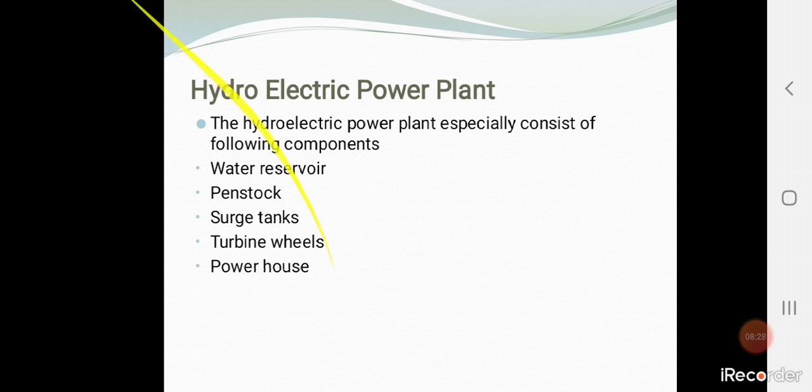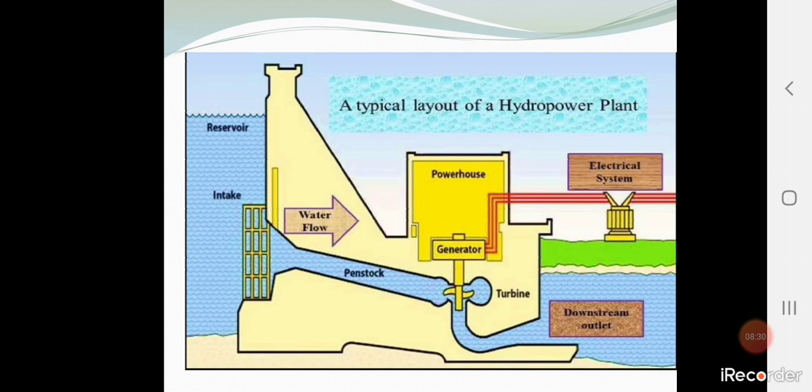Let's see an image. Okay, this is a simple layout of a hydropower plant. Can you see on your left side a reservoir of water? Water flows from the reservoir through the penstock, then there is the turbine and generator in the powerhouse, where it gets converted finally into electrical energy, and here is the downstream outlet. After conversion to electrical energy, the water leaves.